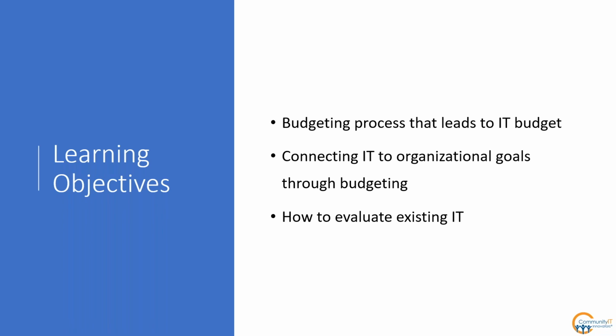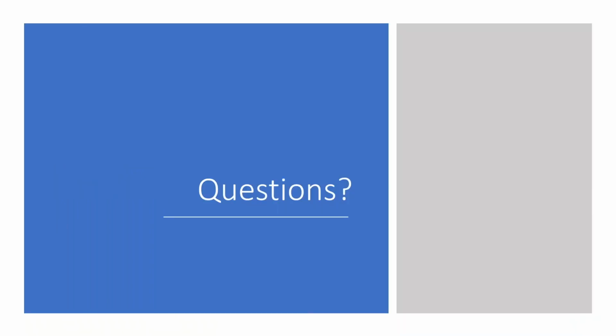So I hope you were able to understand in more detail the budgeting process that can lead to an IT budget, some of the ways that you can connect organizational goals to IT through the budgeting process, and the basic outline of how to evaluate your existing technology. So we only have a few minutes left, but I'd be happy to answer any questions that anyone has.